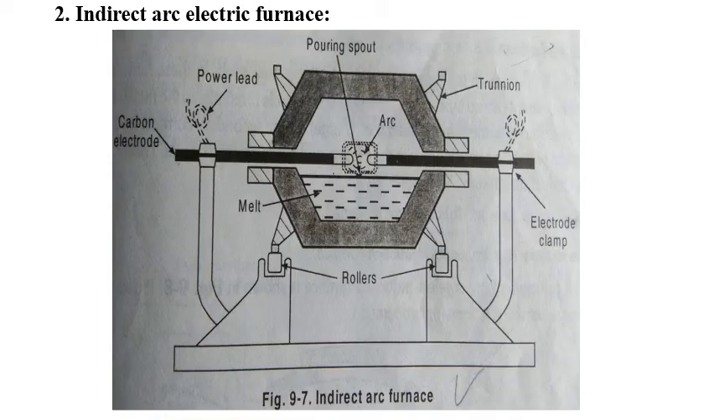Next one is the indirect electric arc furnace. Here the electrodes do not directly contact the metal. In between the two carbon electrodes, an arc is developed. The arc produces heat, and the solid state is converted to liquid state here.